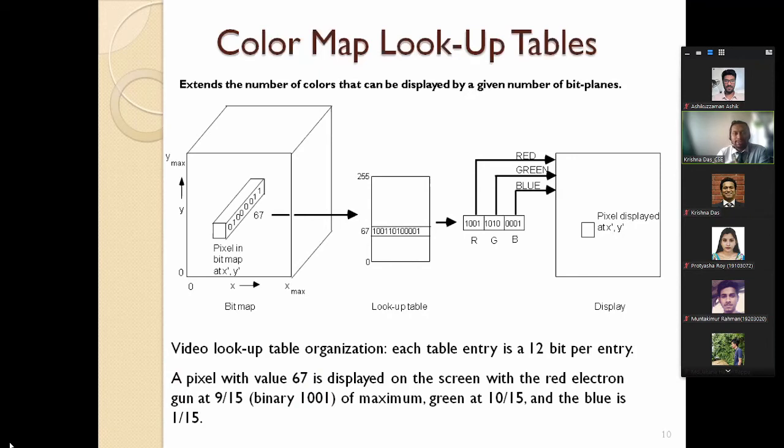So we can understand that 67 is the pixel address that goes to the frame buffer to find out what value that pixel 67 has. The value has been given. Say it is something like 2055, or 2079, say, as a value.